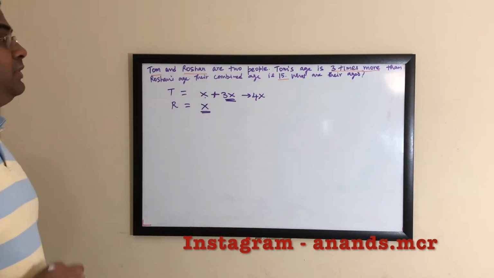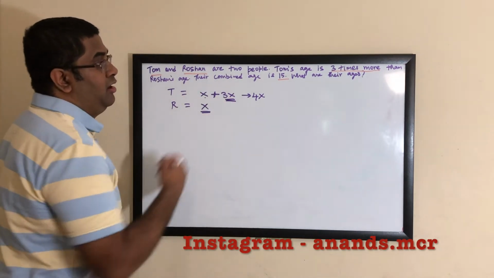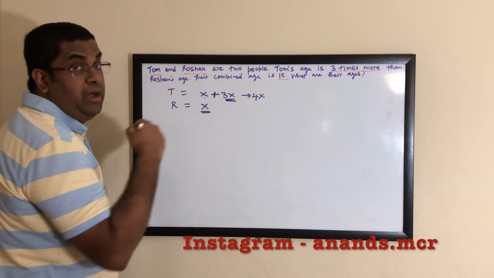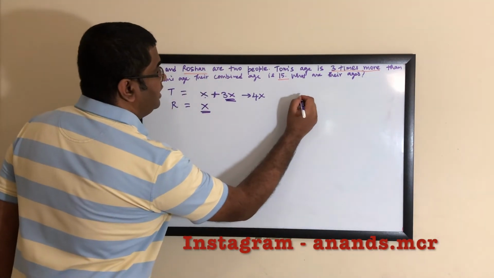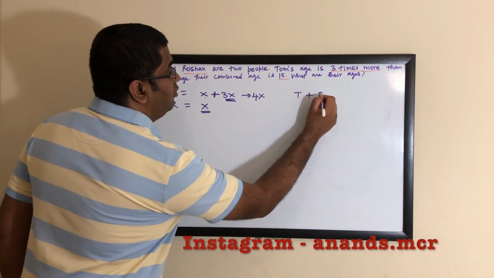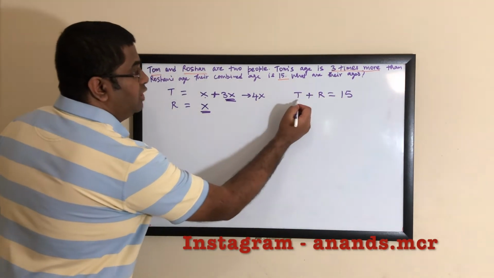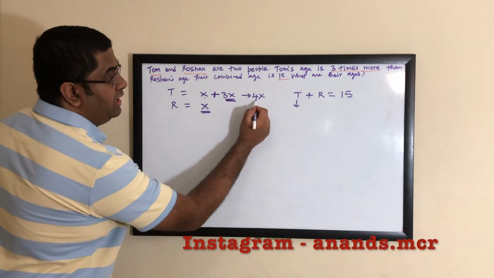Now let us solve the remainder of the problem. It is also given that the combined age is 15, which means that Tom plus Roshan is 15. And what is Tom's age in terms of the variable? It is 4x.